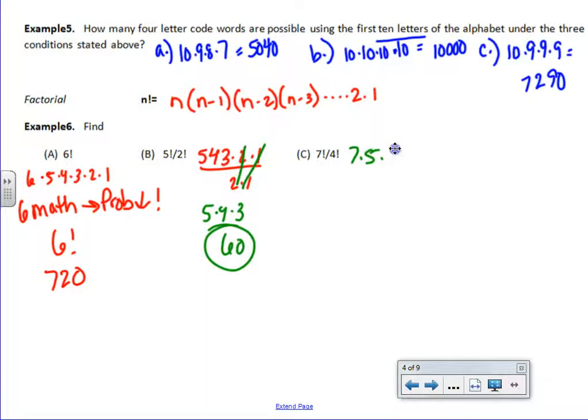So 7 times 6 times 5 times 4, 3, 2, 1. Remember, on the denominator, we're going to have another 4, 3, 2, 1. So those guys are just going to end up canceling each other out, leaving you with 7 times 6 times 5, which is 210, I believe.